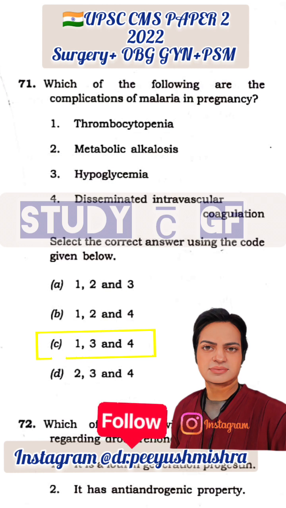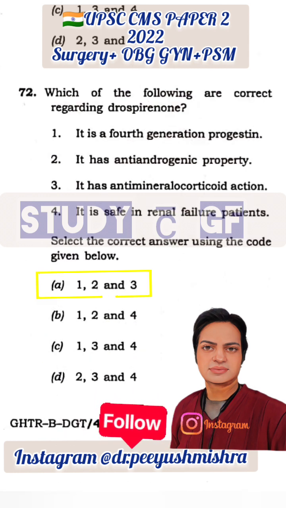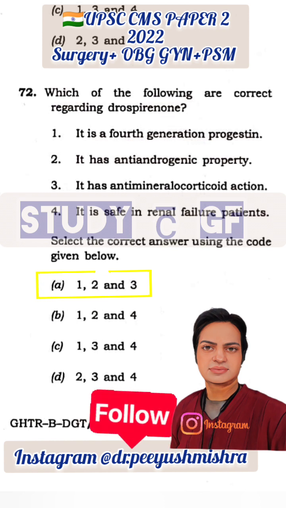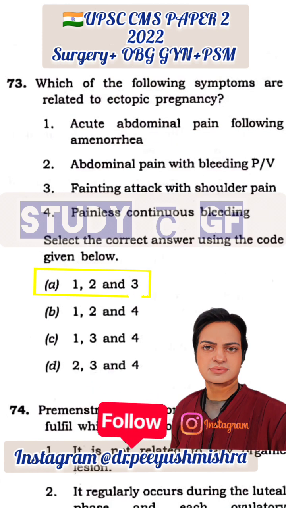hypoglycemia, disseminated intravascular coagulation. Which of the following are correct regarding drospirenone? It is a fourth generation progestin. It has anti-androgenic property. It has anti-mineralocorticoid action. Which of the following symptoms are related to ectopic pregnancy? Acute abdominal pain following amenorrhea, abdominal pain with bleeding PV, fainting attack with shoulder pain.